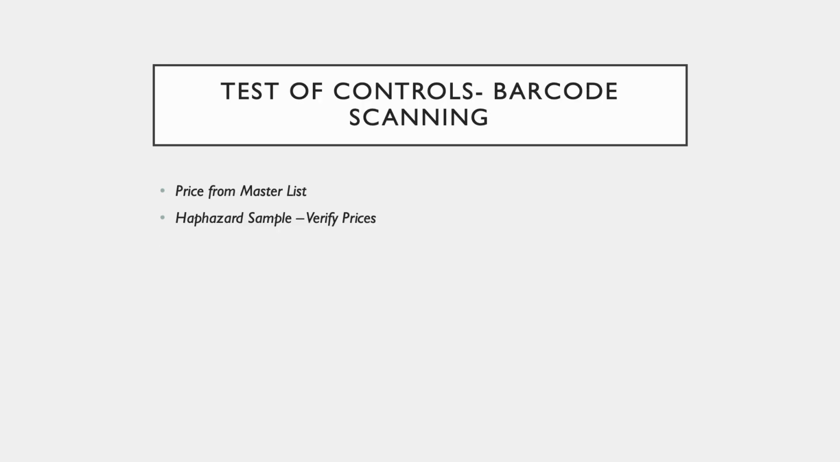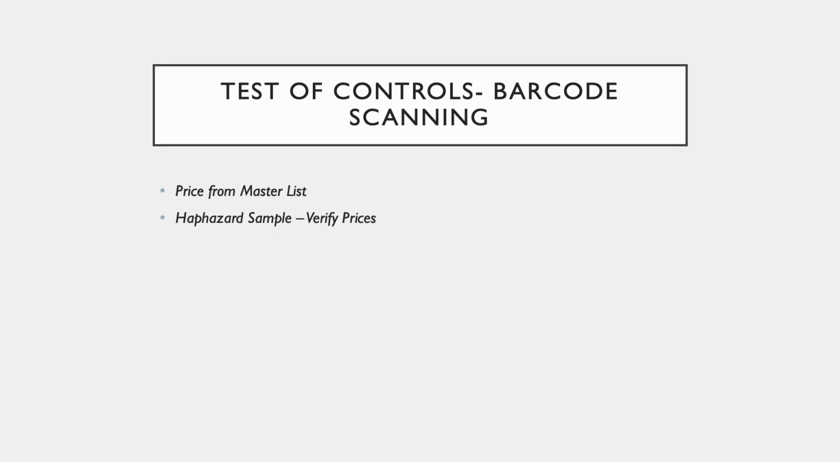So we're looking at a retail example here, and we're going to look at barcode scanning. This is a common control in retail environments where items are scanned to pull prices from a master price list. So here's how you can test it. Test number one. Take a random sample of items and scan them to verify that the price displayed matches the master price list.